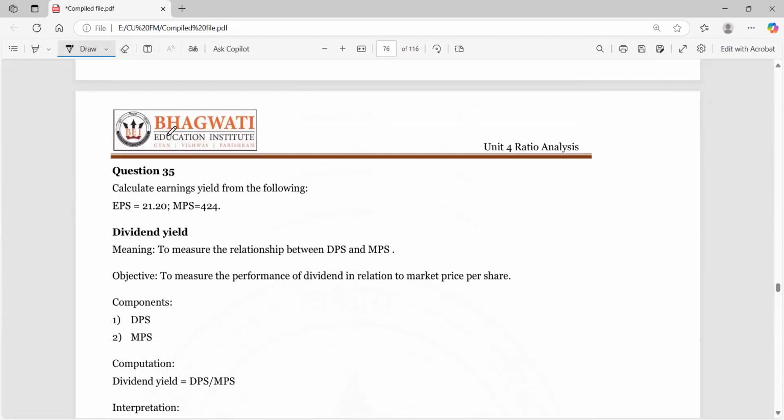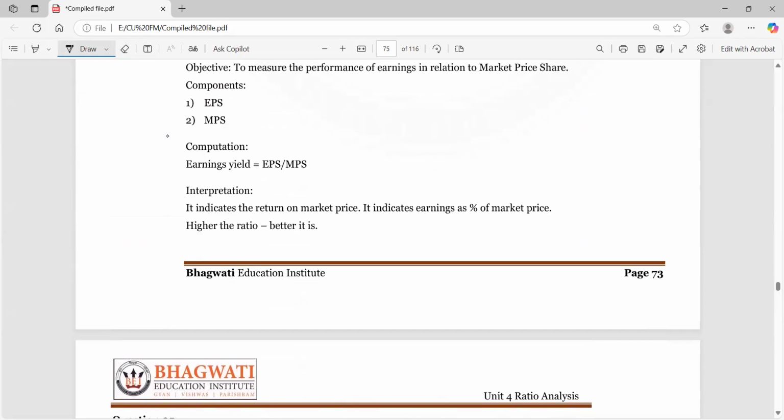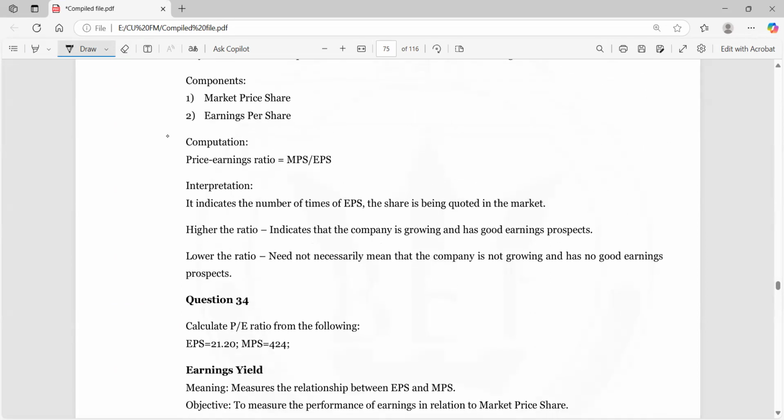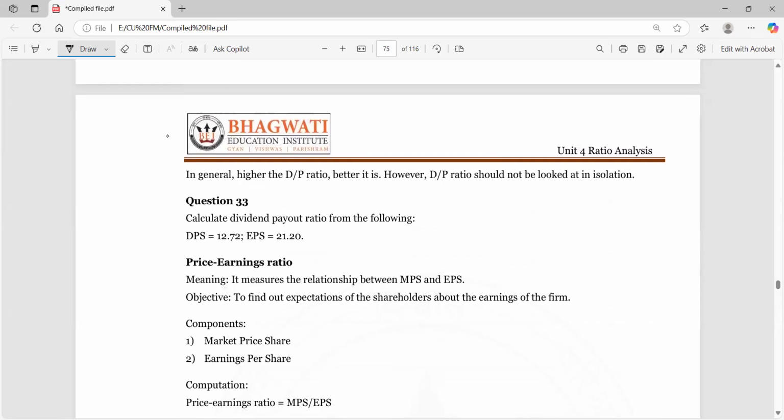Then here you have to calculate earnings yield. What is the formula? It is EPS by MPS. Then the price to earnings formula is MPS by EPS. That's all. Then dividend payout ratio. How do we calculate? DPS by EPS. That's all. Right. So I'm skipping all these questions. You can do it yourself.